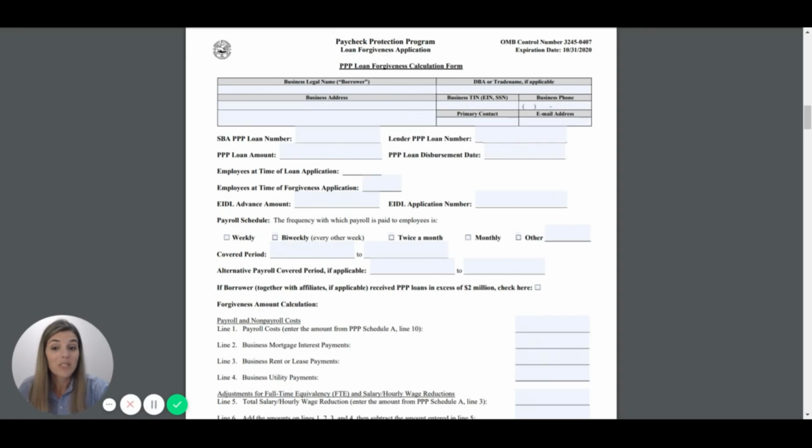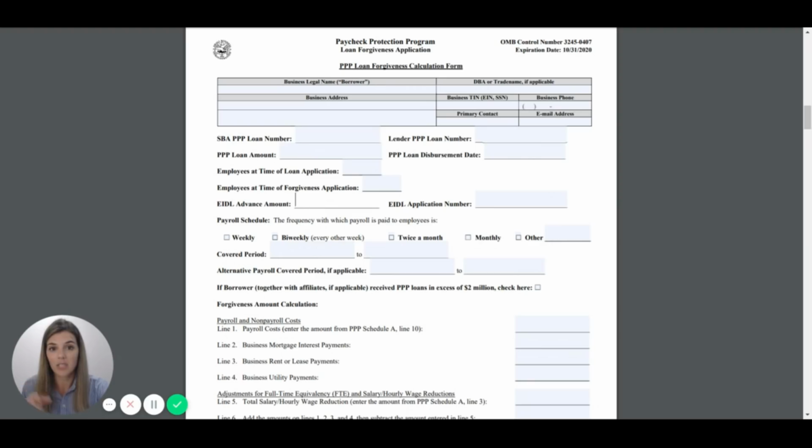And then this should be 0, 0. You don't count yourself as a sole proprietor as an employee. Okay, so these will be 0 for you. Employees at the time of loan application, employees at the time of forgiveness application. And then if you did receive an EIDL advance, you will put that number in here. It shouldn't be more than $1,000, but if for some reason it is, just put whatever you received. Do not put your EIDL loan if you got the loan. This is only for the advance portion.